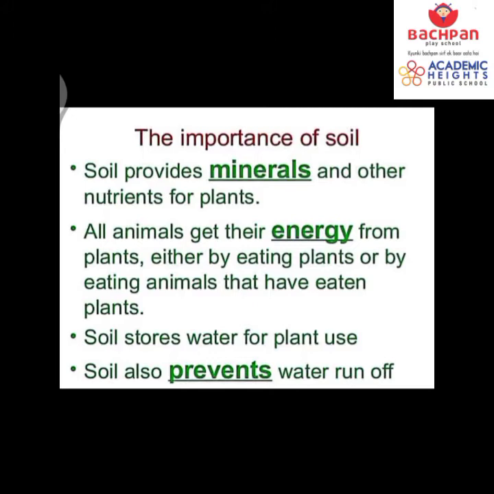And even the soil prevents the water runoff, which we call soil erosion. So, if the soil is there and bound properly, it always prevents the water runoff. The most important quality of the soil is its fertility. But do remember, the fertility of soil is different from one place to another.